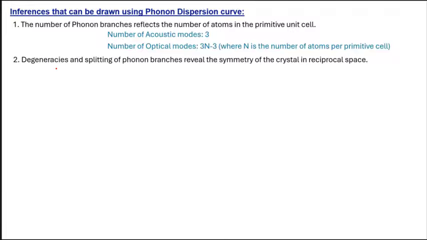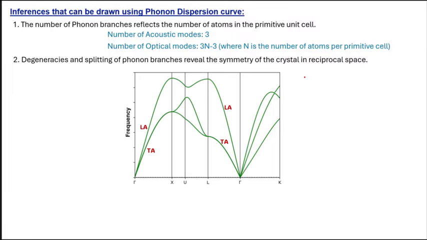Other than this, from the degeneracies and splitting of the phonon branches, you can reveal important information about the symmetry of the crystal in the reciprocal space. Let us explain it with the help of an example. So this is the phonon dispersion curve of aluminium. Aluminium is a monovalent metal, so it will have only 3 acoustic modes and will have 0 optical modes.